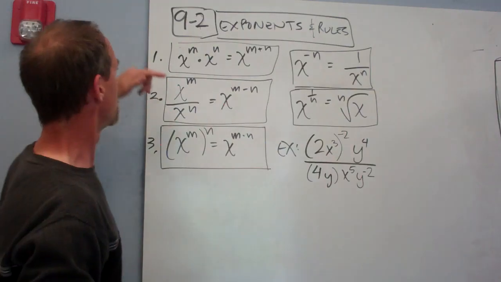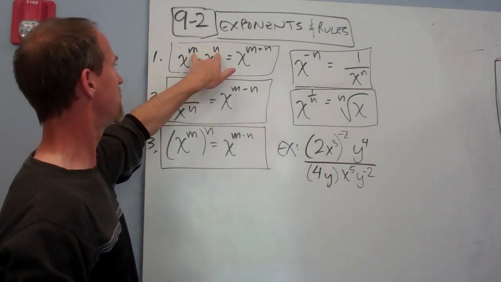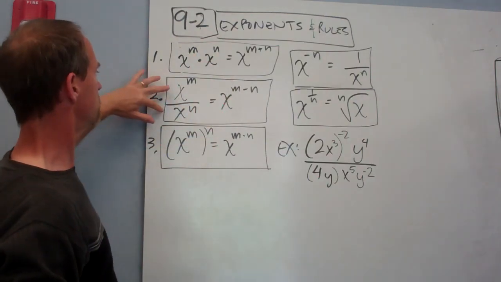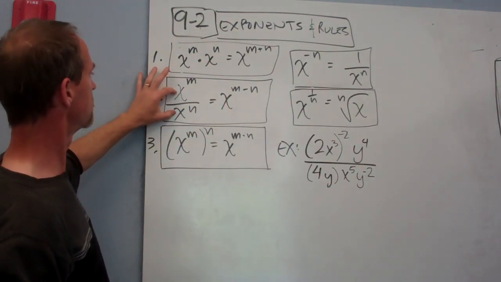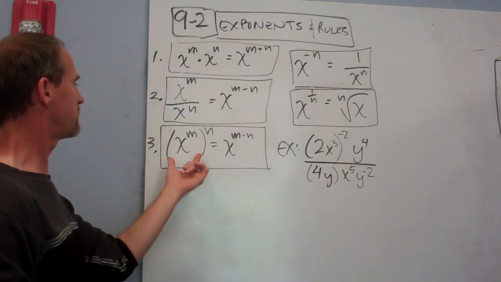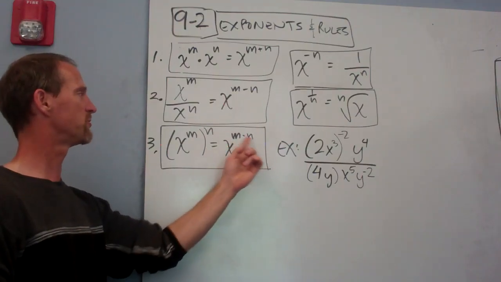All right. If you're multiplying exponents with the same base, then you simply add their exponents. If you are dividing numbers, and they have to have the same base number, these can't be different, then you just subtract. If you're taking a number to an exponent and then raising that to an exponent, you multiply those exponents.